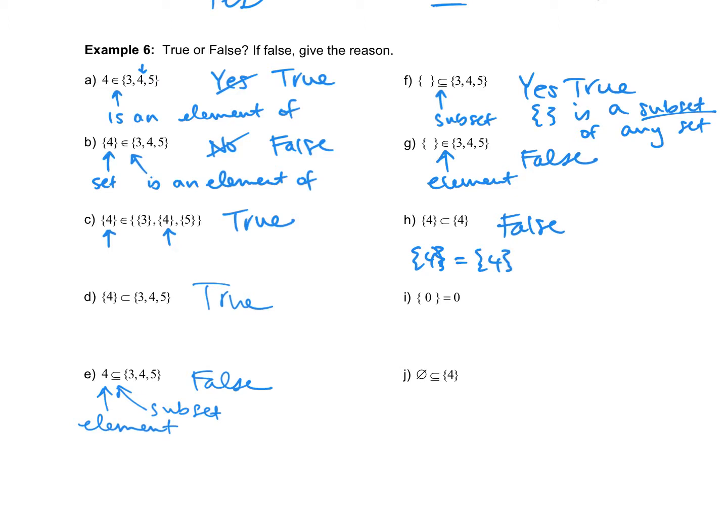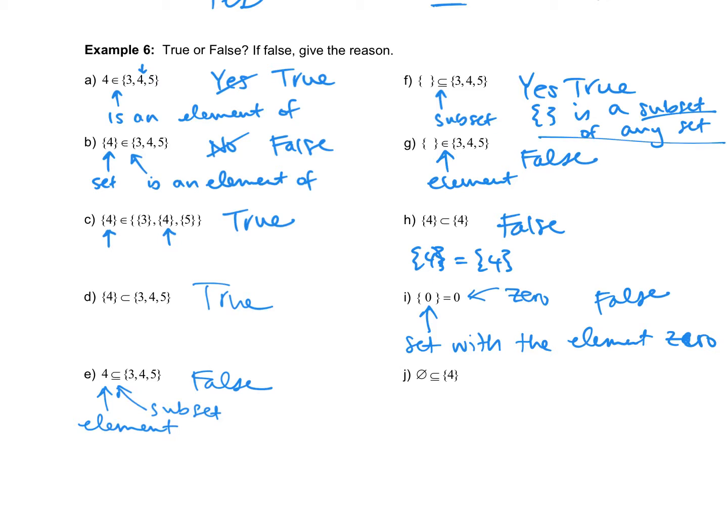Okay, next one. The set {0}, the set of the element 0, is equal to 0. No. This is a set with the element 0 in it. This is just 0, the element itself. Again, one's a set and the other one is just the element. So this one is also false. The empty set is a subset of {4}. Well, just like here, the empty set is a subset of any set. True.